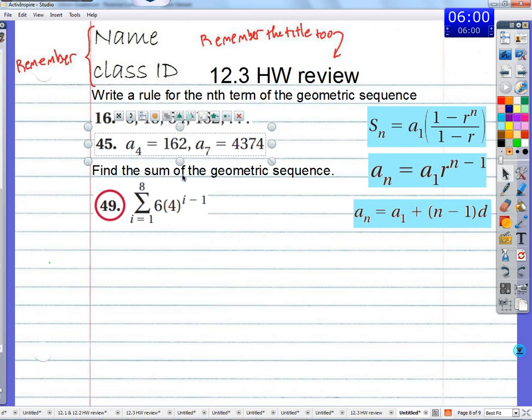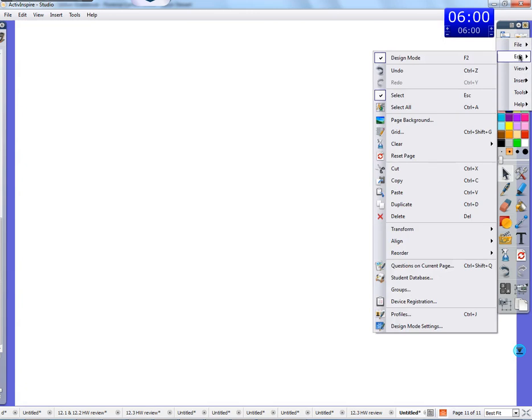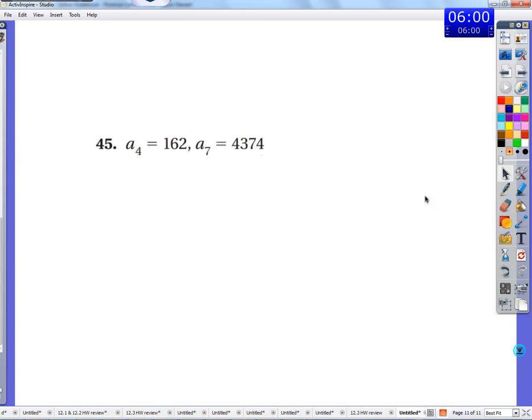Does this question look familiar? We're given two terms of a sequence, two terms that are not right next to each other. And then we're supposed to figure out what's the formula, what's the rule. We did this for an arithmetic sequence earlier, right? So borrowing on that idea and knowing that we're a geometric sequence now, not an arithmetic one, go. How are we going to figure out, first of all, what r is, what number we're multiplying by?